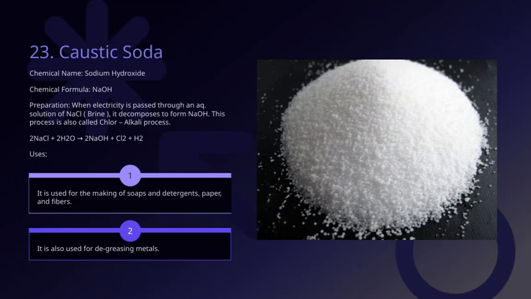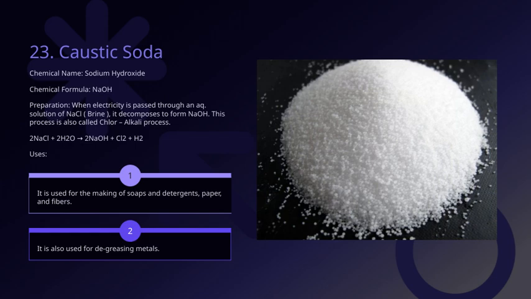Let's talk about caustic soda, also known as sodium hydroxide with the chemical formula NaOH. It's a very versatile chemical used in many industries. For example, it's used for degreasing metals, which is essential in manufacturing and maintenance to ensure surfaces are clean and ready for further processing. Additionally, caustic soda plays a crucial role in making soaps and detergents, as well as in the production of paper and fibers. These applications highlight its importance in everyday life and industrial processes.